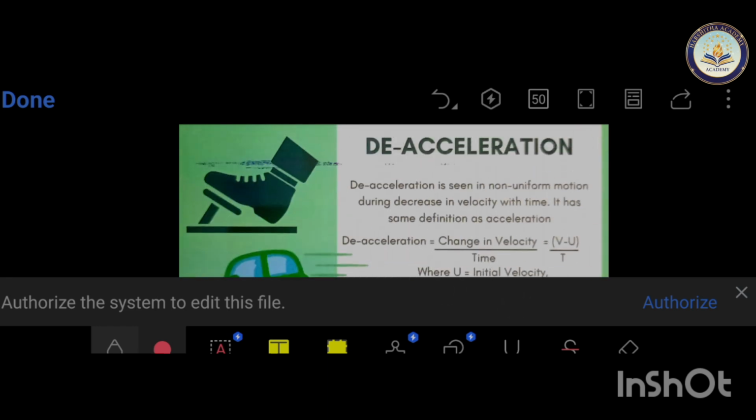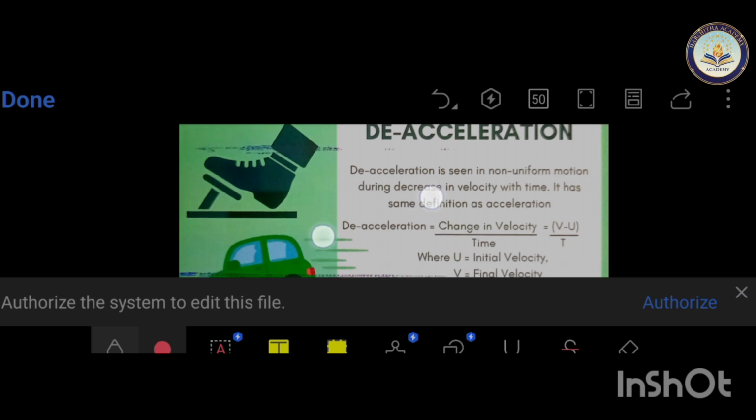Okay, guys, deceleration means the opposite of acceleration. When velocity decreases, it's called deceleration.